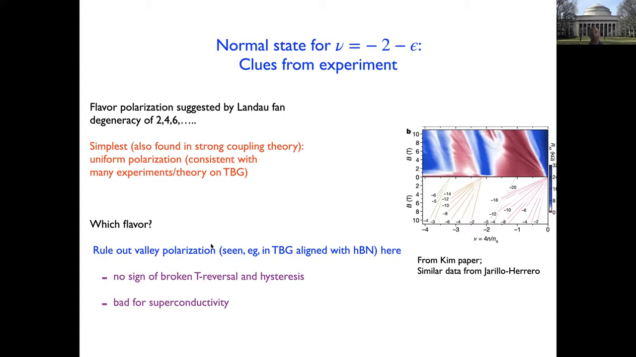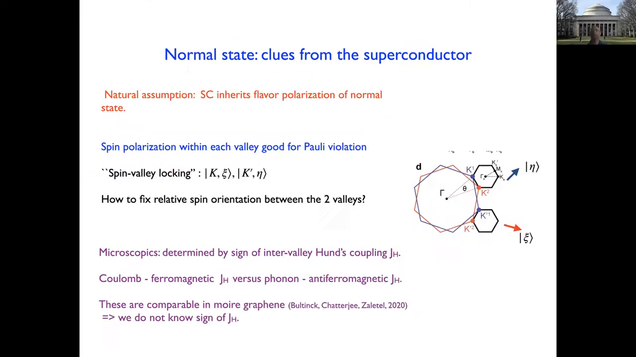One thing we can easily rule out is valley polarization, which is, for instance, seen in twisted bilayer graphene aligned with hBN. But here, there's no sign of broken time reversal or hysteresis, unlike in that system. And furthermore, breaking time reversal is bad for superconductivity. So for all these reasons, valley polarization is not favored in this system.